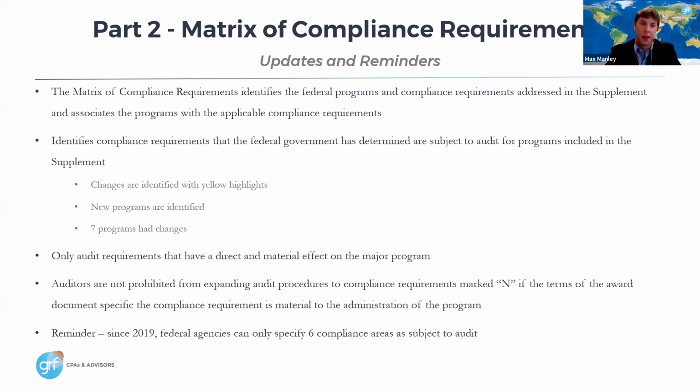And a final word here: beginning in 2019, the federal agencies can only specify 6 compliance areas as subject to audit. So you really are not going to be, hopefully, auditing more than 6 compliance areas for any given program.